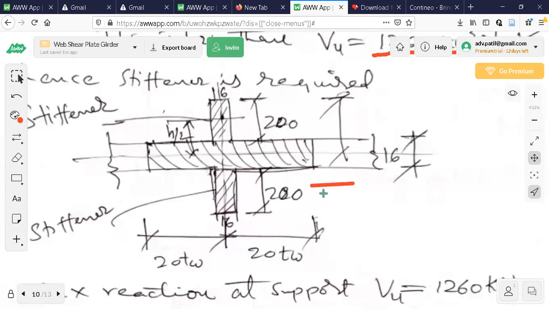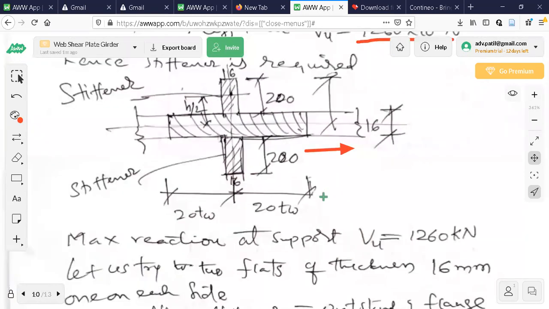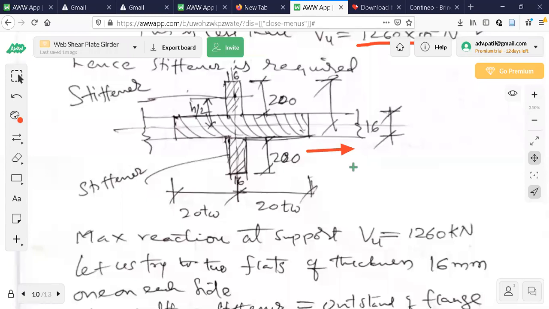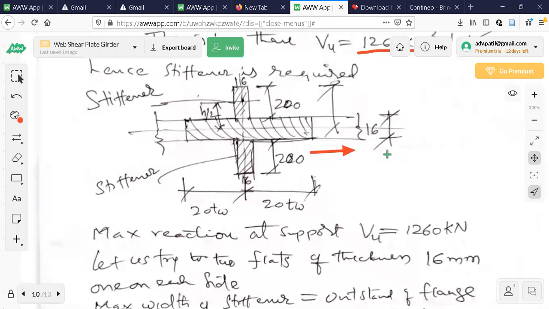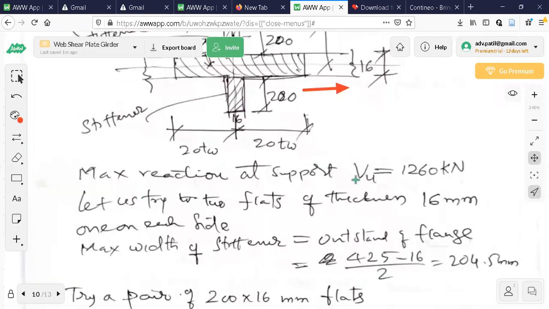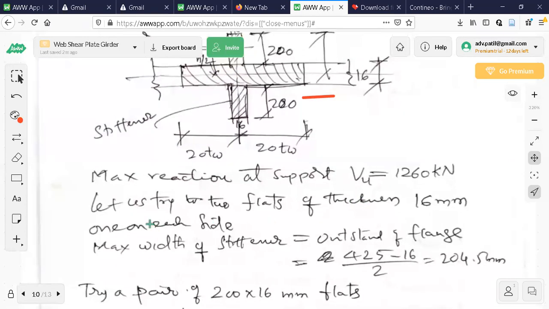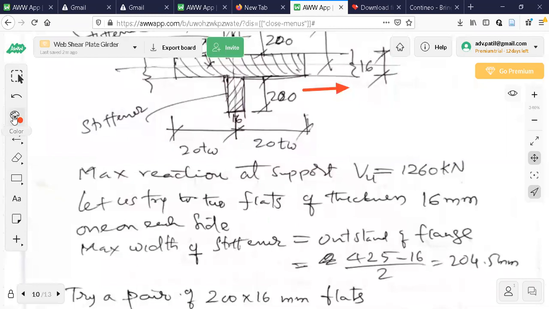Now observe here. Right now I have only this 16 mm thick web running like this along the longitudinal section. Now what I will do here is, maximum reaction at the support is 1260. Reaction is WL by 2, 1260, which is also equal to VU because a uniformly distributed load is acting. So let us try two flats. You be clear about this here.